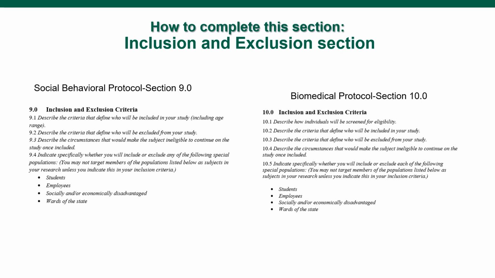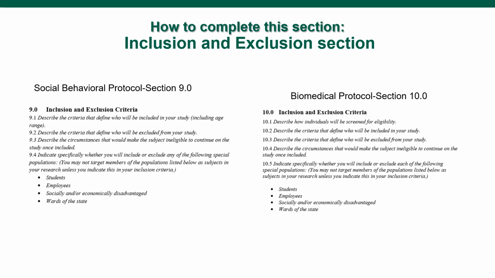Now, the last bullet in each one of these sections, 9.4 for social behavioral and 10.5 for biomedical, you're going to tell us, let's see, how can I say this? So this section is asking for you to indicate specifically whether you will actively enroll students, not just USF students. Actively enroll employees, not just USF employees. Actively enroll social and or economically disadvantaged individuals, wards of the state.